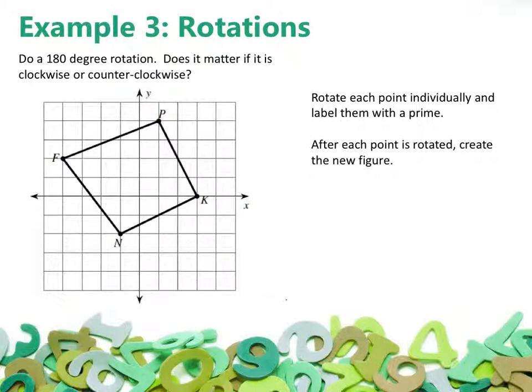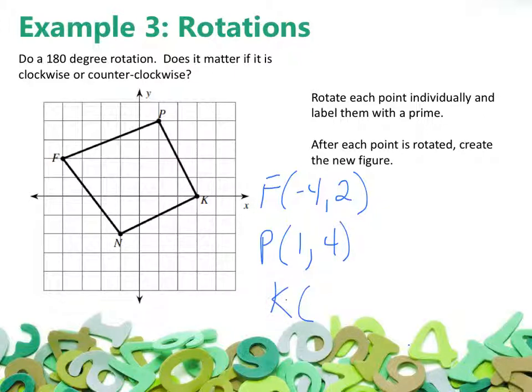So let's look at these points. We have point F. Point F is 1, 2, 3, 4, negative 4, 2. Point P is positive 1, 1, 2, 3, 4. K is 3, 0. And N is negative 1, negative 2. Now with a 90-degree rotation, our coordinates flip. X becomes y and y becomes x. And then depending on which quadrant it's moving into, we need to look at positive and negative. With a 180-degree rotation, the coordinates do not flip, but the signs do change.